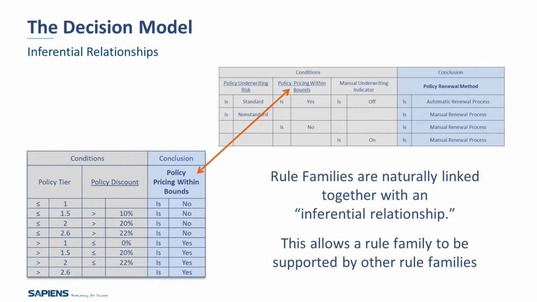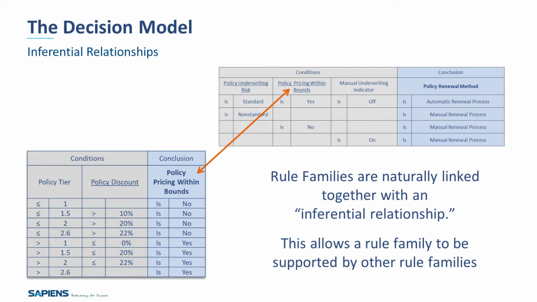Here you can see the rule family for policy pricing within bounds. You can see it has conditions for policy tier and policy discount. Policy tier is not underlined to let you know that its values are persisted in a database, whereas policy discount is underlined to let you know that it would have a rule family to support it as well. Rule families can be naturally linked together with what we call an inferential relationship. This allows one rule family to be supported by other rule families.